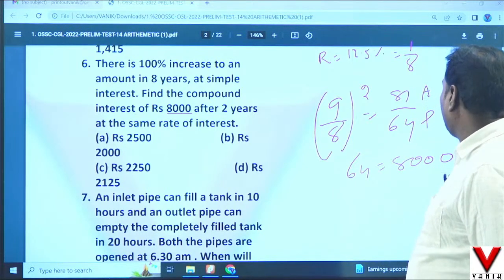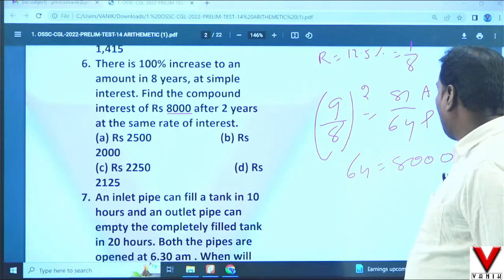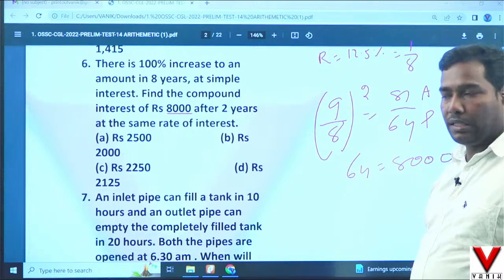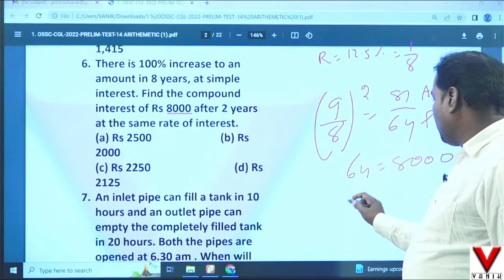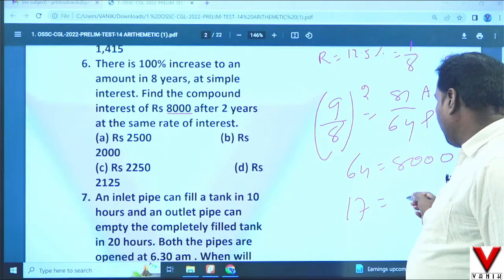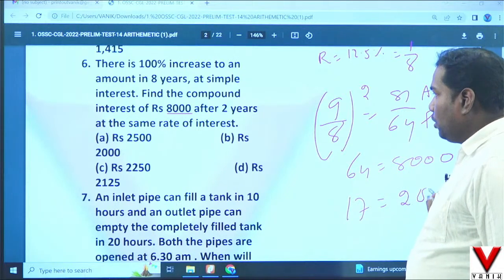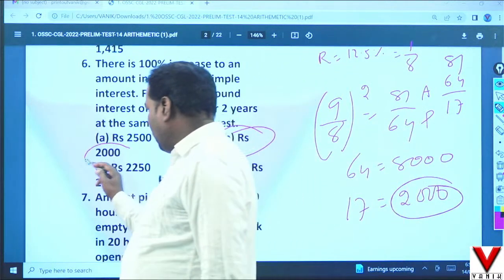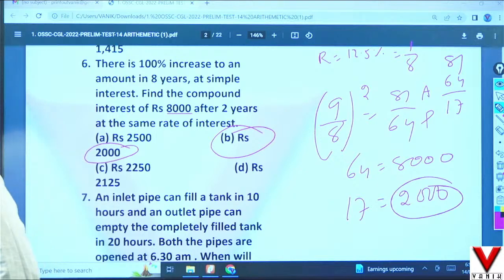So compound interest is equal to amount minus principal. That means 81 minus 64, it is 17. 64 is equal to 8,000, then 17 is 8,000 by 64 times 17, which is 2,000 after dividing. So option B is our correct answer. If any doubt, you can tell me.